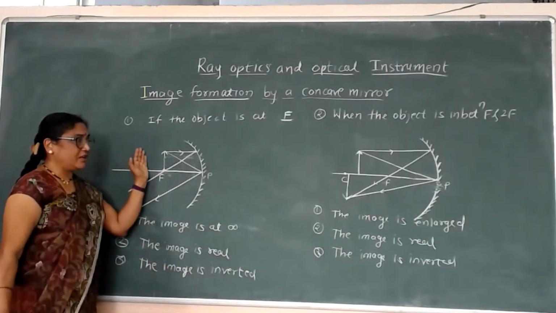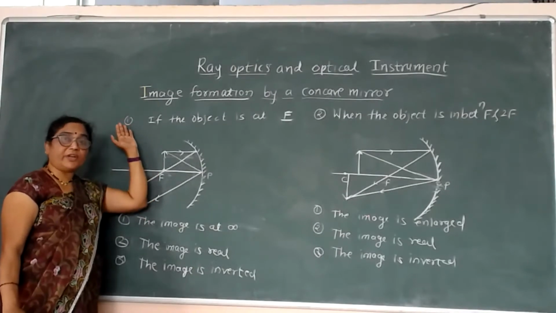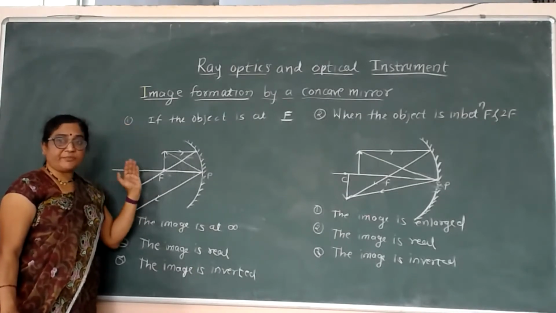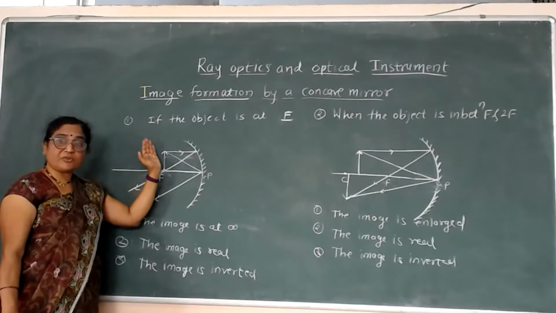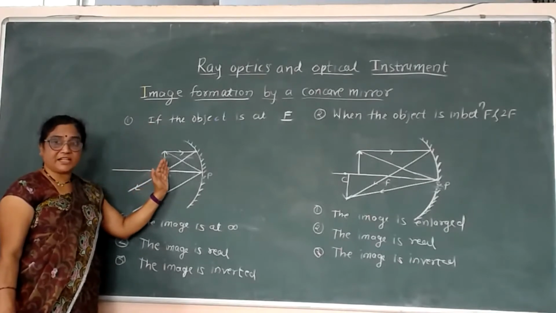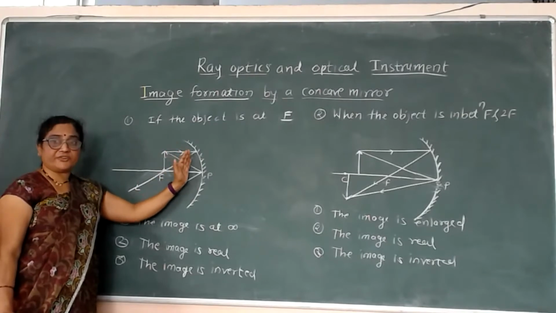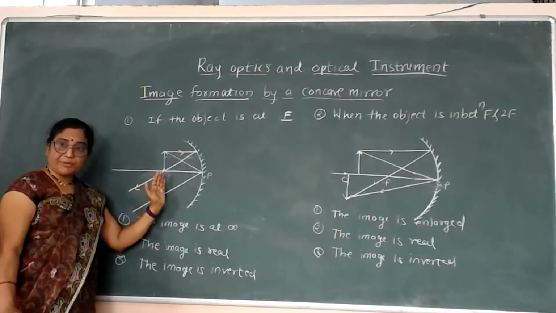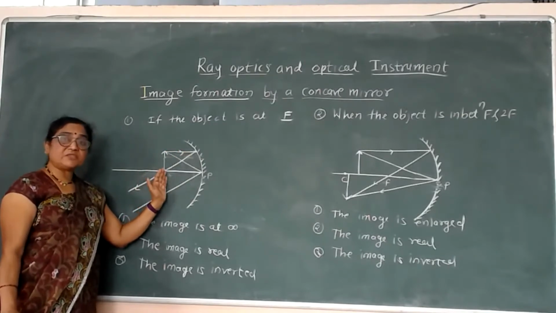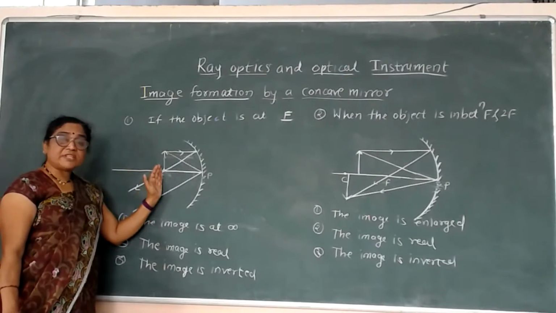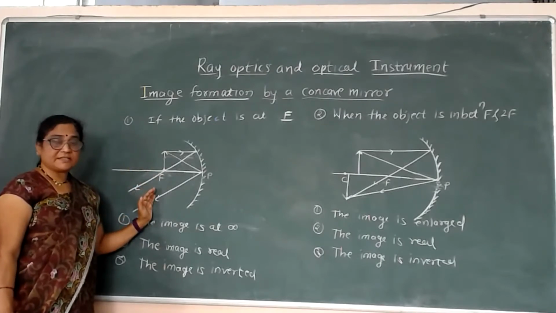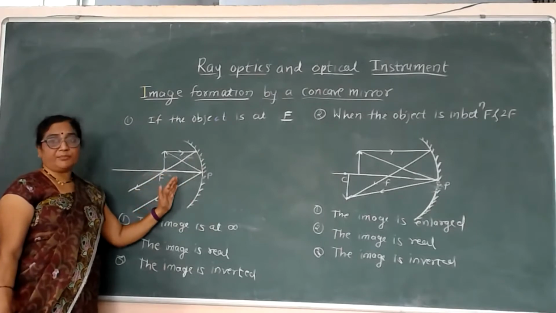So when the object is beyond 2f, the image is diminished. When the object is on 2f, the image is the same size. When the object is between f and 2f, the image is enlarged. And when the object is on the principal focus, the image is highly enlarged, and it is found out at the infinity distance. But all these are real images.